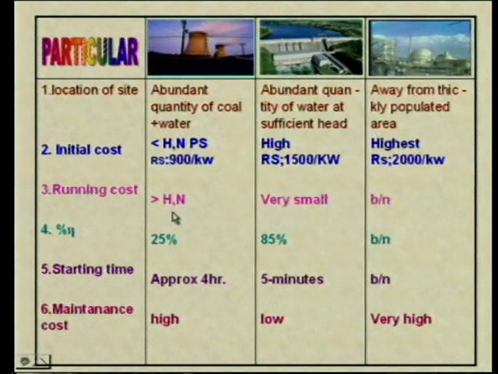Running cost in the case of a thermal power station is very high, there is no running cost for a hydropower station, and the cost of the other station lies between the two. In terms of efficiency, the maximum efficiency of a thermal power station is 30%, so nearly 25% only, the efficiency is about 85% in the case of HPS, and the efficiency of the other is in between.